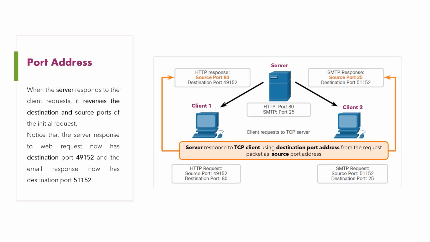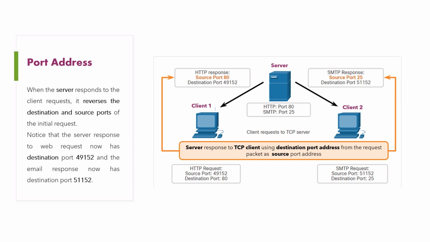Server is going to reply back to client 1 and client 2 by flipping the source and destination port addresses that were included in their original requests. For example, server is going to make port 80 as the source port address and 49152 as the destination port address in its reply back to client 1. And we remember, client 1 used port 80 as the destination port address in its original request.